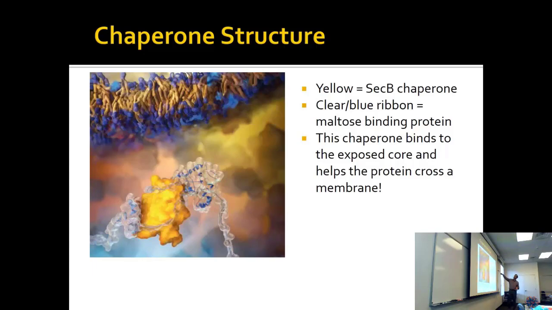But this is a heat shock protein, maltose binding protein. It binds to the exposed core. The yellow is the chaperone, and the blue is the chaperoned protein. Okay? So you can see how this definitely serves as, it replaces the hydrophobic core even, and it keeps this protein from sticking to other things. It also helps it cross a membrane.